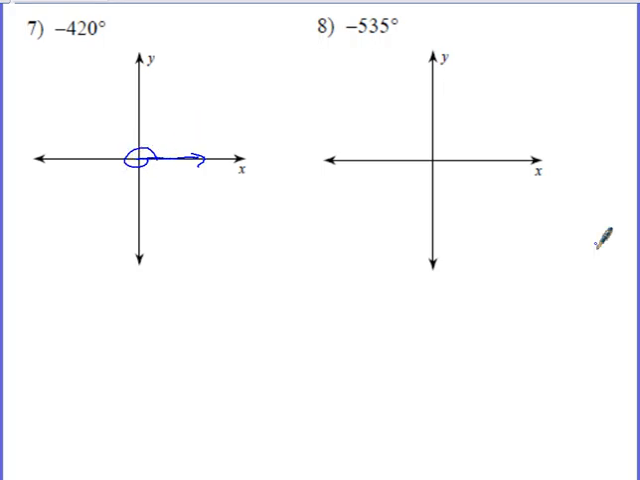360. After a full circle, I still have another 60 degrees to go to get to 420, because that's 360. I need another 60, so I know 60 degrees would be somewhere in there. As long as you have it in the right quadrant and close enough to where it's supposed to be, that's good. So this angle would have a measure of negative 420 degrees, because there's 360 and then another 60. So why don't you pause here and try number 8.